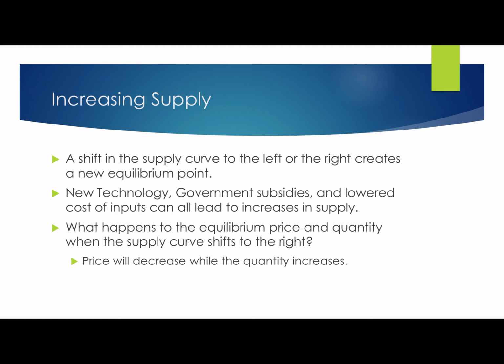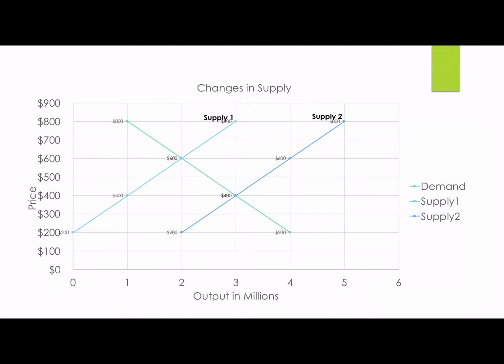So when the supply curve shifts to the right, equilibrium price is going to change. The price will decrease, the quantity increases. And there you can see the new equilibrium. The green curve is demand, and supply 1 would be our original. So our original equilibrium point was 2 million at $600. Well, with the supply curve shifting to the right, so supply 2 is our new curve, you can see the quantity is going to increase. So our new equilibrium quantity is 3 million, but our equilibrium price is now only $400.